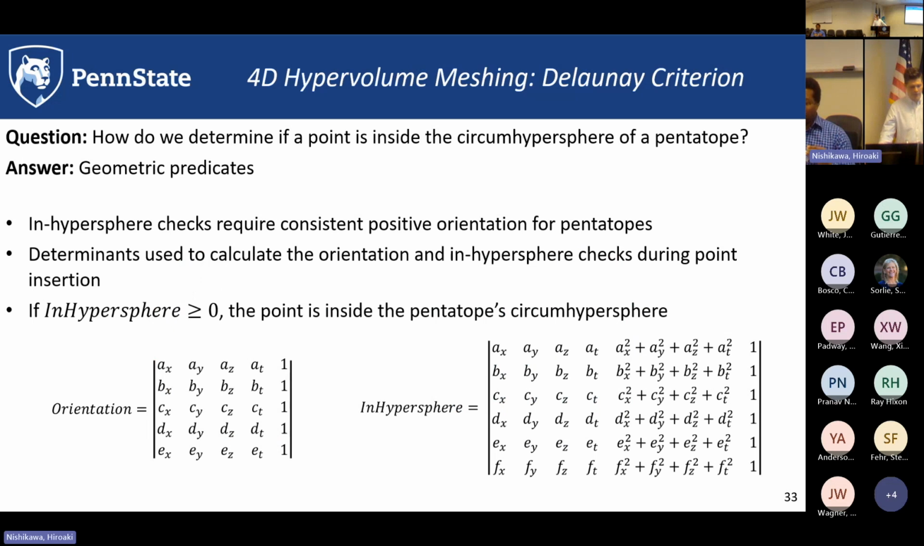A challenge for four-dimensional meshing is these determinants, which can be difficult to calculate correctly. We'll talk about that in a minute. But these two determinants are very important, and calculating them accurately. This is how we determine whether or not a point is inside of a pentatope circumhypersphere. As a note, there's something called an orientation check. In order for your in-hypersphere checks to be correct, you want to ensure that all of the elements inside the mesh you're considering are oriented positively. You can do all negatively as well and then switch how the in-hypersphere check works. We do all positive elements. If the point is inside of the circumhypersphere of a pentatope, the determinant for the in-hypersphere check will return greater than or equal to zero, zero meaning that the point is exactly on the boundary of the circumhypersphere.